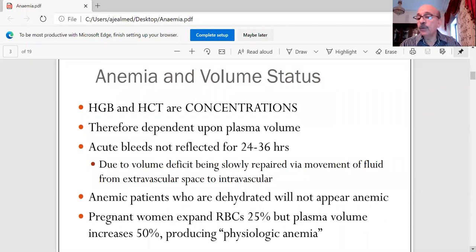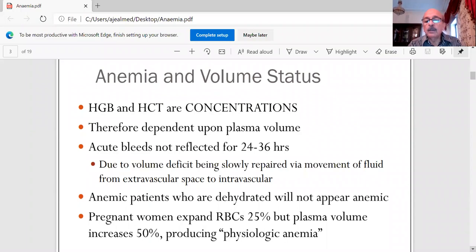Okay? And for the same reason, the hemoglobin will be lower in a pregnant woman, because in a pregnant woman, the blood volume is 25 to 40% more than normal in the second and third trimester of pregnancy. Okay, this is an important clinical point.